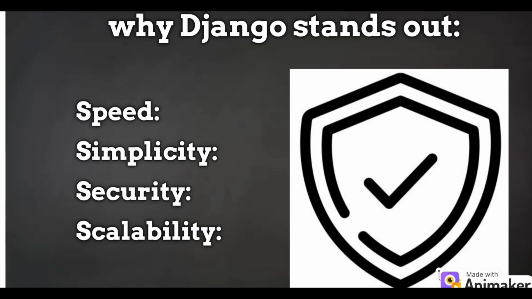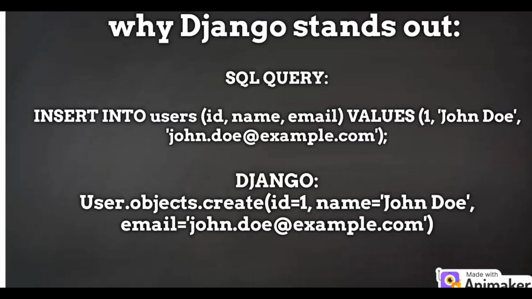Now, why is it so popular? Because of its 4S: speed, simplicity, security and scalability. On coming to speed, in other frameworks for database interaction or to get the data, we need to write complex SQL queries. For example, to insert data into a database table, normally we use the SQL query like insert into, a table name, its attributes and then the values.